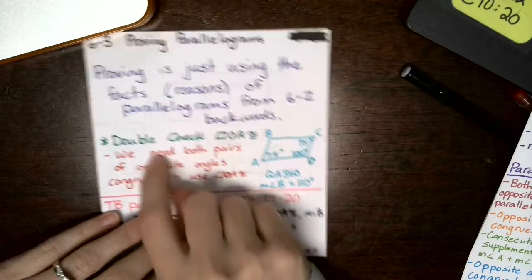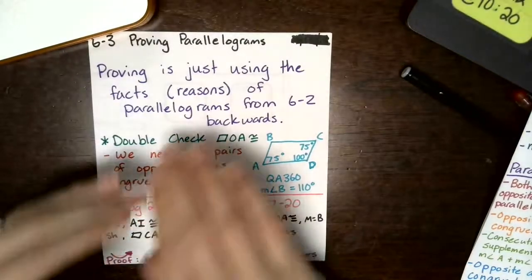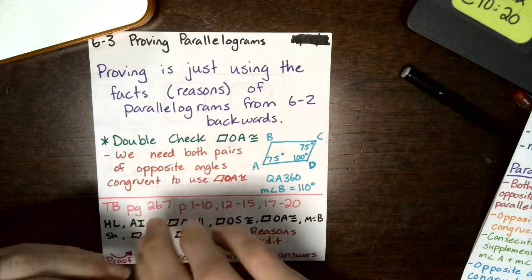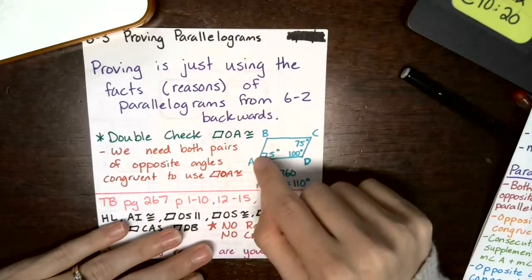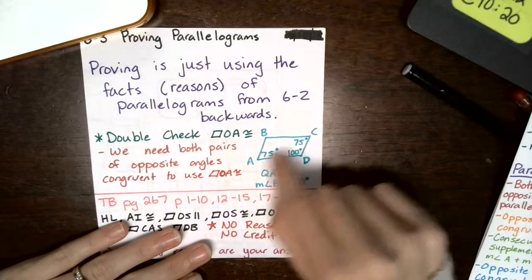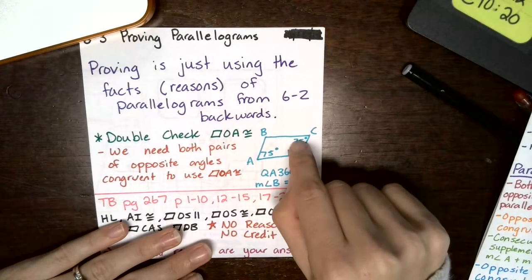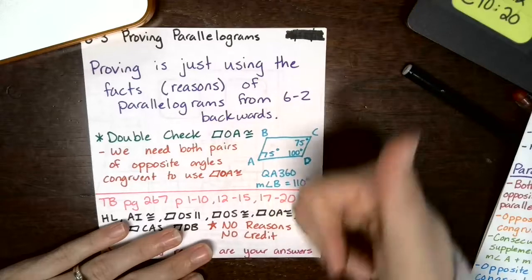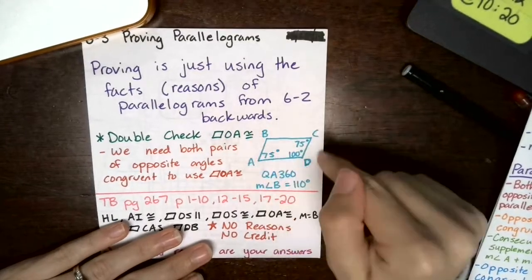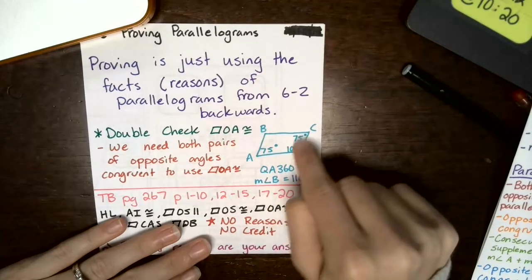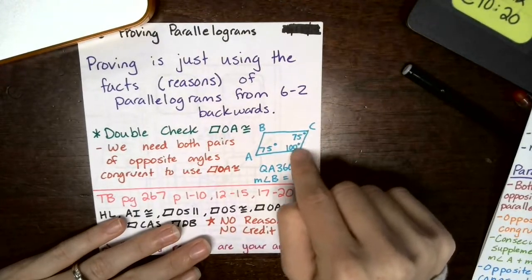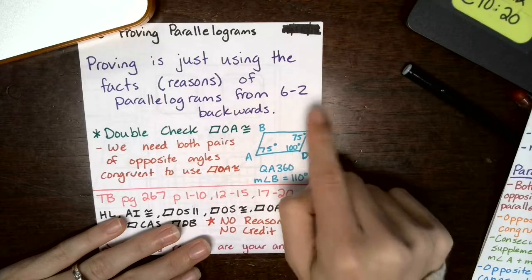One thing that I do want to mention is that you need to double check both pairs of things. It's not just opposite angles congruent, but we're tempted right here to be like, hey, opposite angles are congruent. These are both 75. And say, wow, that means that it's a parallelogram. Unfortunately, this is not, because right here we can see these consecutive angles don't equal 180. So that's why we got to be careful.